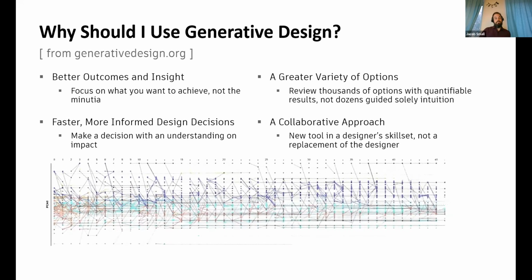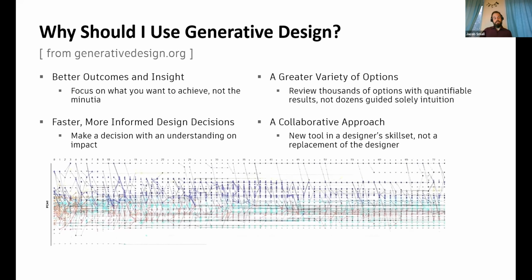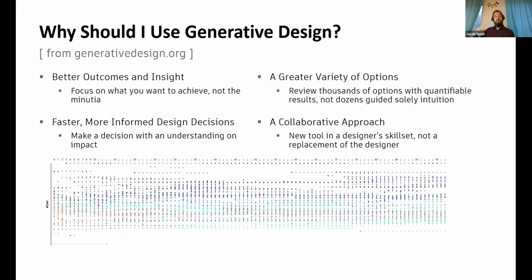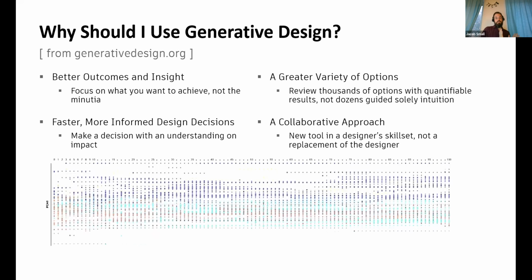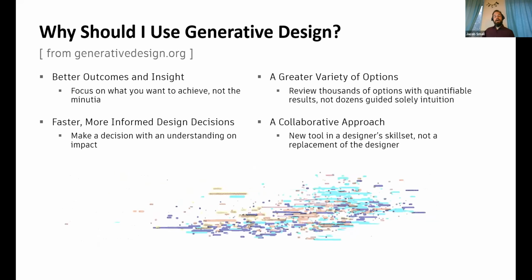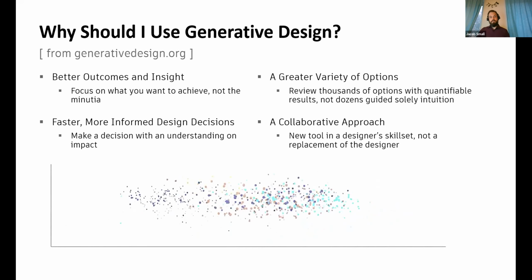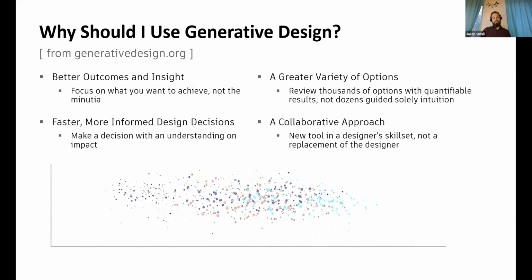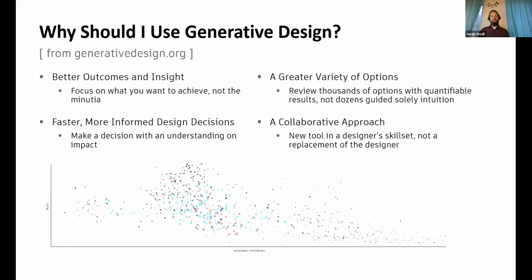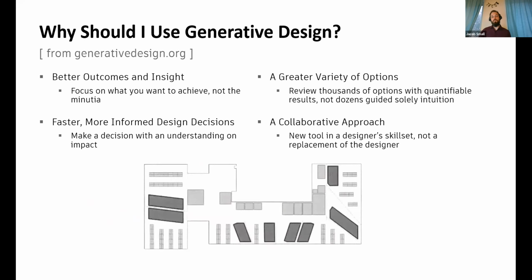It's also going to allow you to make faster, more informed decisions because you're going to understand what's coming down the pipe as opposed to just what's right in front of you today. It's going to give you a greater variety of options because you're going to be reviewing thousands of options with quantifiable results as opposed to just lines on trace to make those decisions in terms of which one you want to work with.